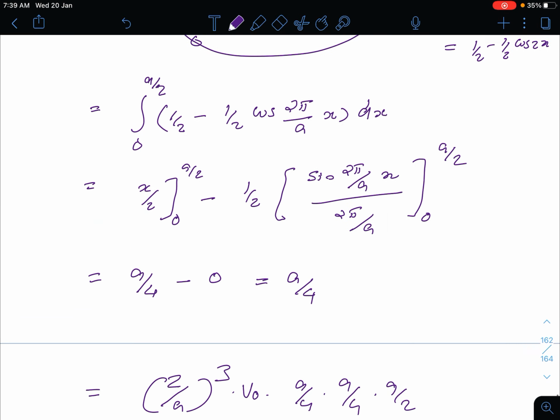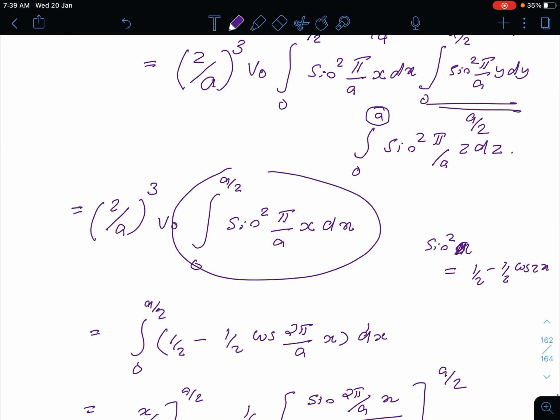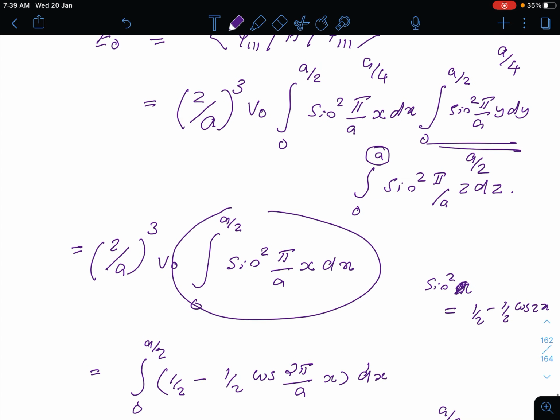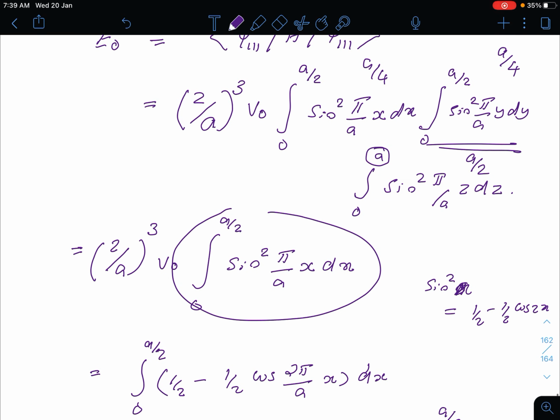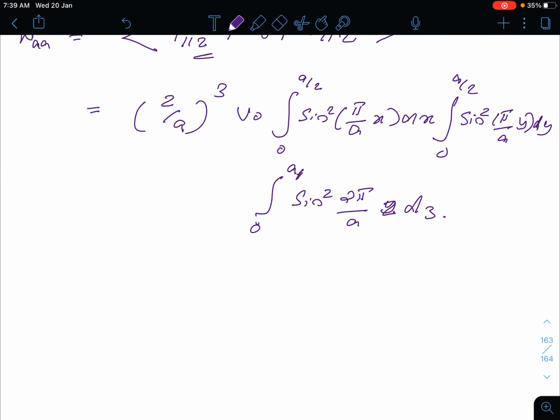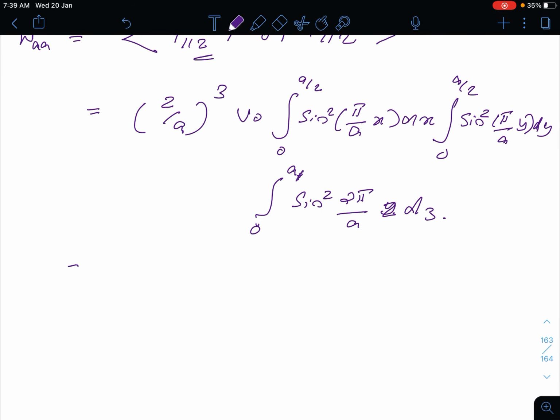I think this is the same thing we have integrated so far. Oh no, everything is 1. Okay, so except the last term, everything is the same. So this is simply 2 by a cube V0. So this we have done so far. So that is simply V0, a by 4 into a by 4.